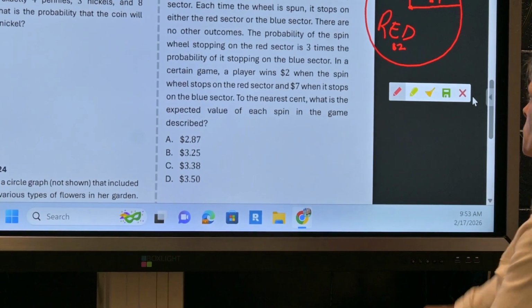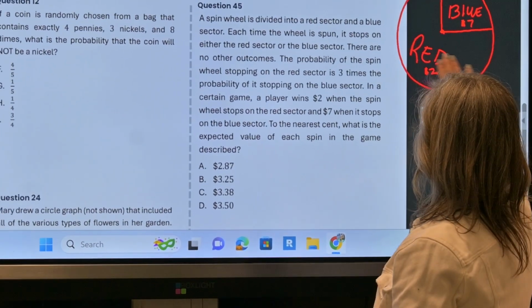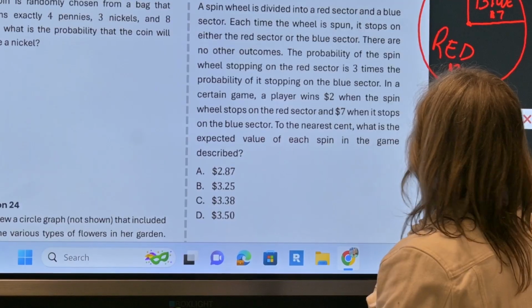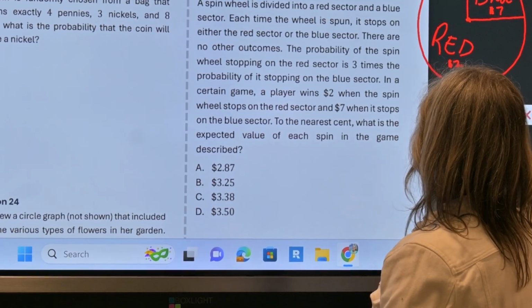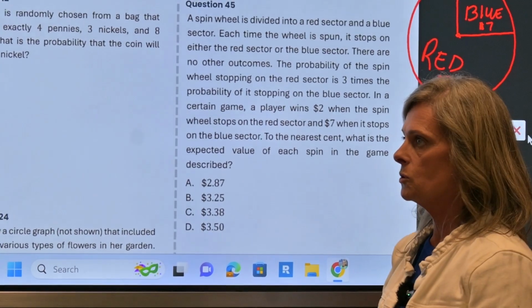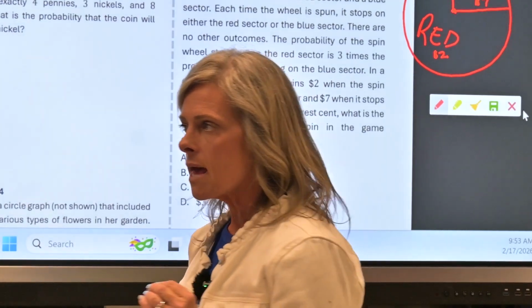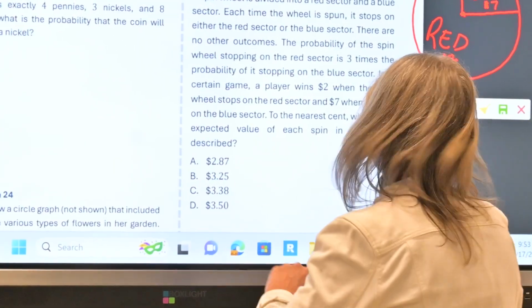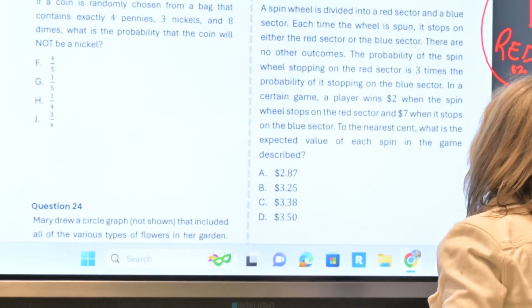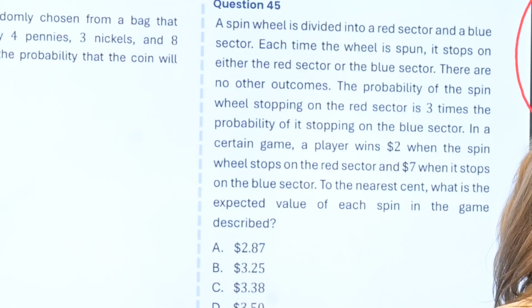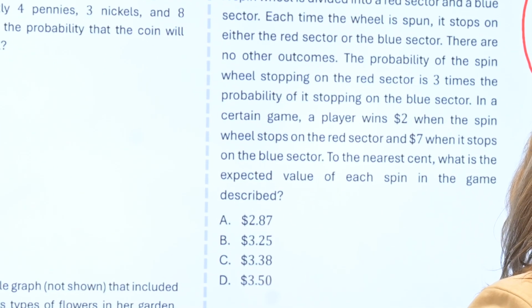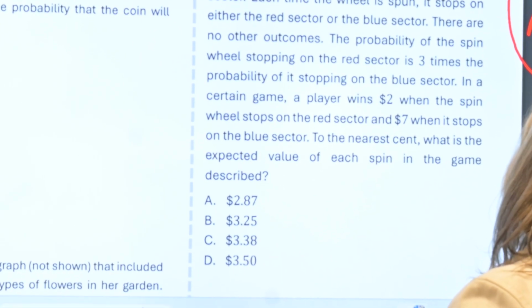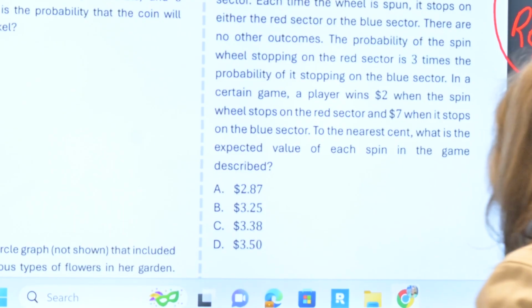So it stops here 3 times, right? And then this would be 1 time. Okay. So why don't we do 3 times 2 plus 7 divided by 4. I don't know if this is going to work, but let's try it, okay? So 3 times 2 plus 7, and then we'll divide all of that by 4.